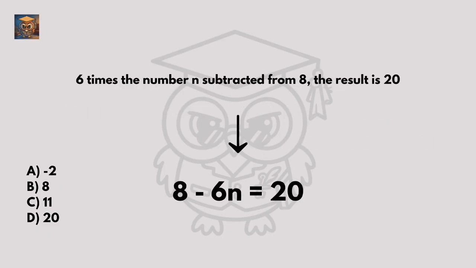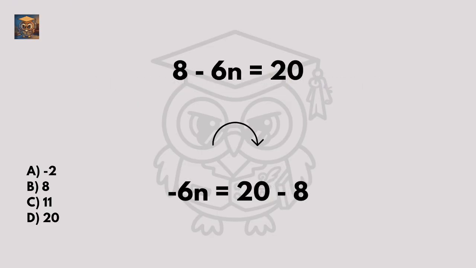Let's isolate the first mathematical statement to build our equation. 6 times the number n translates to 6n, and subtracting it from 8 gives us the expression 8 minus 6n. Since the text tells us the result is 20, we set the entire line equal to 20. To isolate our variable term, we need to clear the positive 8 from the left side. Using our sign flipping technique, we shift the 8 to the right side of the equals sign. Because it was positive on the left, it transitions into a negative 8 on the right. This leaves our running equation as minus 6n equals 20 minus 8.